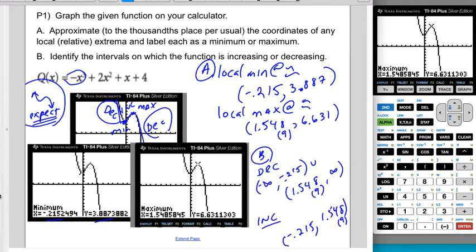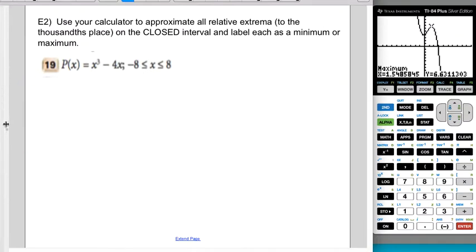Okay, so let's go ahead and keep moving on. So use your calculator to approximate all relative extrema to the thousandths place on the closed interval, and that's going to be relevant. So let's walk through this. So I know what I'm expecting. I look at this, I see this, and I say, cool, I'm expecting this kind of graph, but it's a closed interval, so I'm not expecting arrows, I'm expecting endpoints.